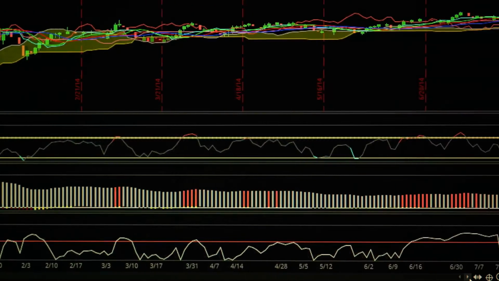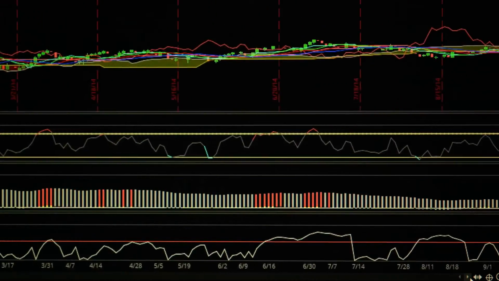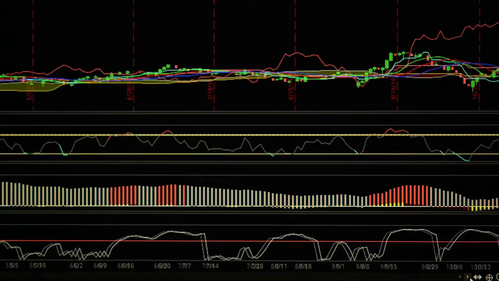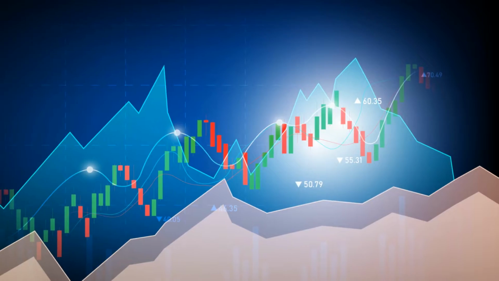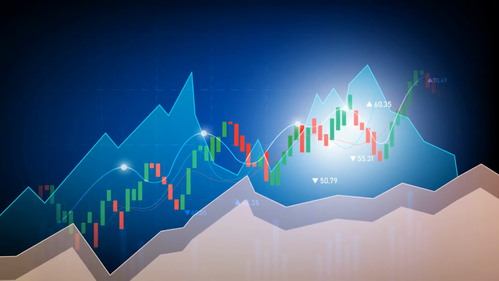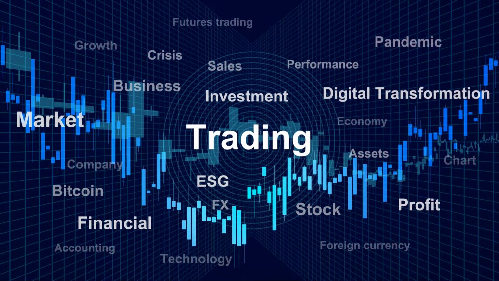Now, when it comes to trading breakouts using pivot points, you have two primary approaches to choose from: the aggressive way or the safe way. The aggressive approach involves entering a trade as soon as the price breaks through a pivot point.